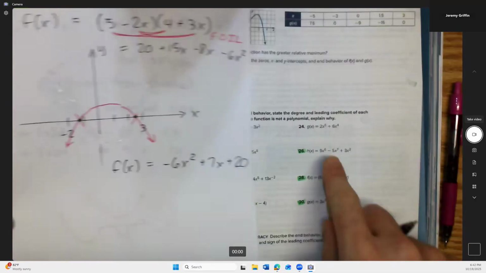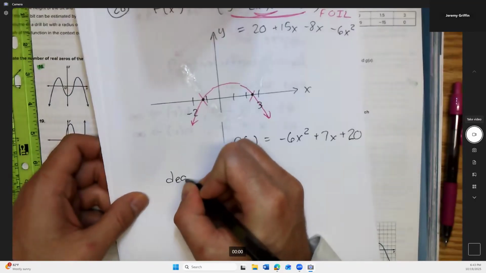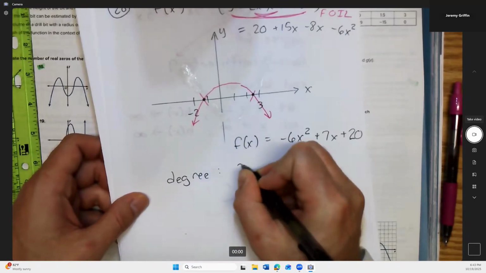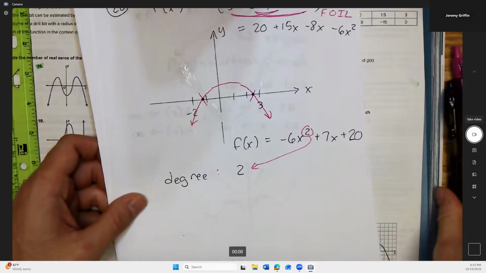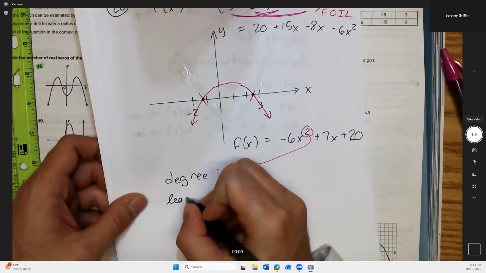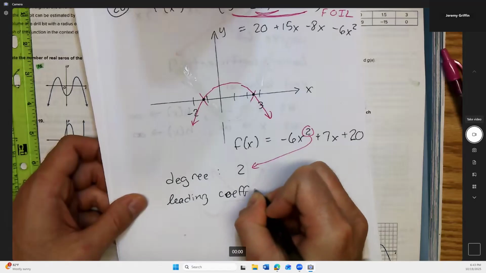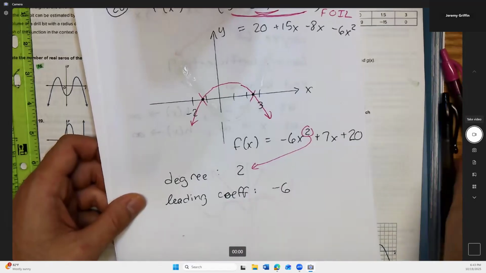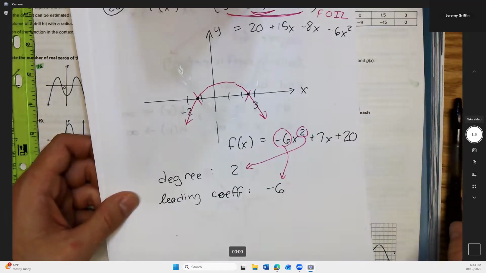Now, what are we looking for again? The degree and leading coefficient. So this is degree of 2 because of this right here, which is also called a parabola. Leading coefficient is negative 6, which is right here. That's what tells you the whole graph just turned upside down, the whole parabola turned upside down.